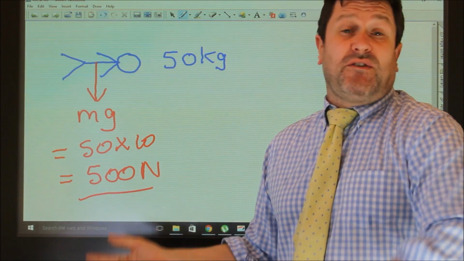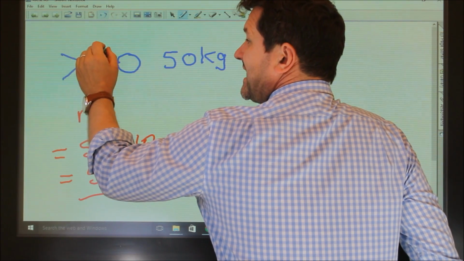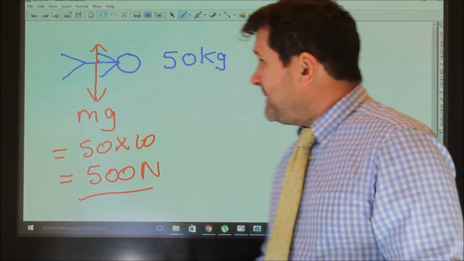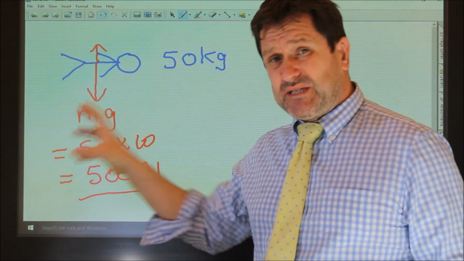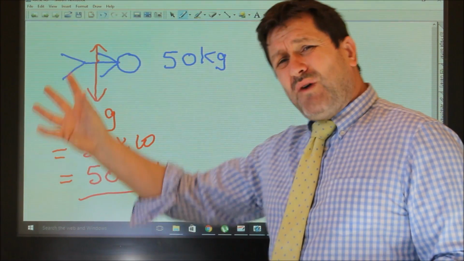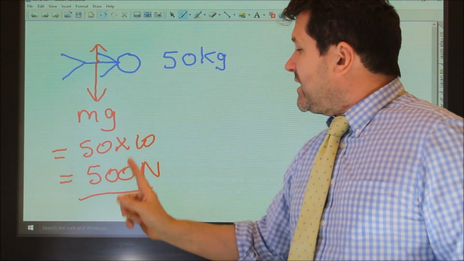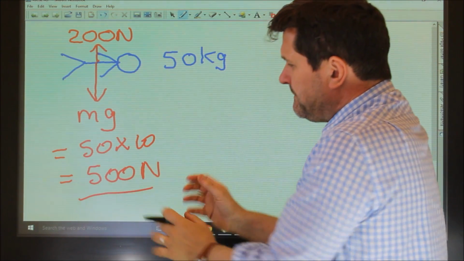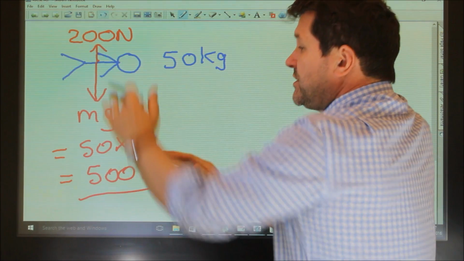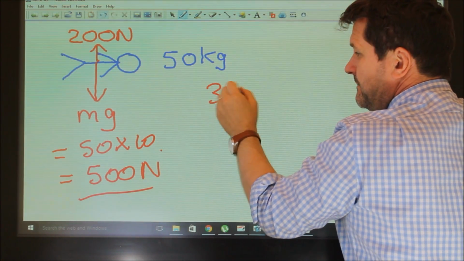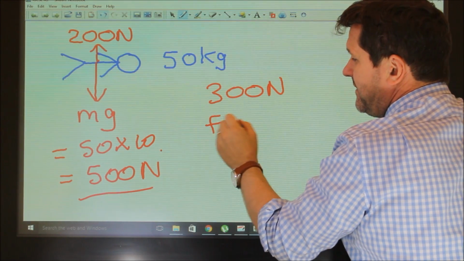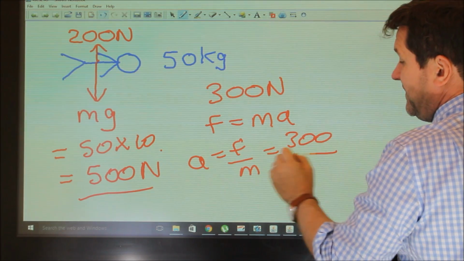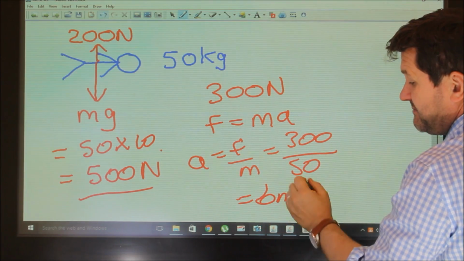But of course, once they start to fall, there's going to be another force acting upwards called air resistance, and this force is going to get bigger and bigger and bigger the faster they go. So whilst they initially start to fall at 10 meters per second squared, what happens when this force upwards equals 200 newtons? So when it equals 200 newtons, so the air resistance is getting quite large, we've got 500 down, 200 up, so the resultant force now would be 300 newtons. And because we know F is ma, a is F over m, which is 300 divided by 50, which is 6 meters per second squared.